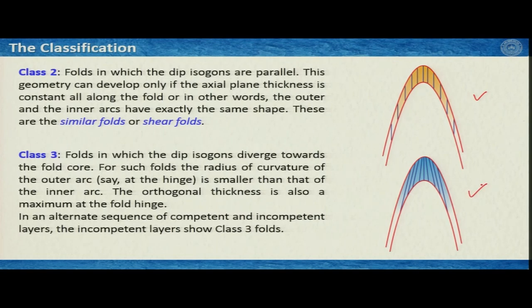Class 3 folds, as it is given here, are the folds in which the dip isogons diverge away from the fold core. Or in other ways, you can figure out that for such folds, the radius of curvature of the outer arc, say at the hinge, is smaller than that of the inner arc. So, the orthogonal thickness therefore is also maximum at the hinge point. What do we see here? The orthogonal thickness here is maximum, and then slowly it is reducing. Now, you may confuse class 3 folds with class 1C, because there also hinge thickness was higher. But in this case, the dip isogons are diverging away from the fold core, whereas in class 1C, the dip isogons converge towards the fold core, and we will see their implications.